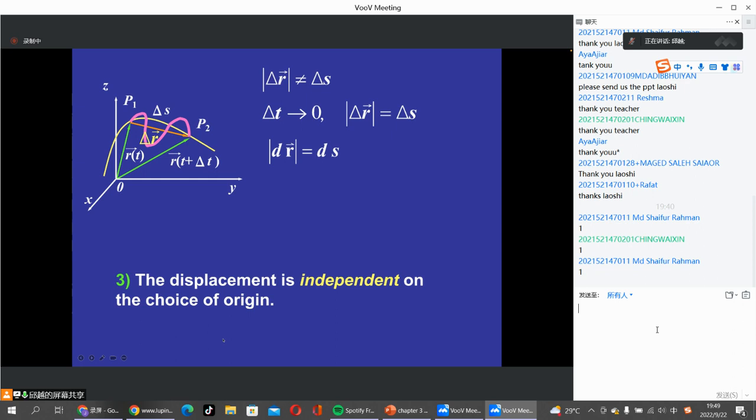This rule is very easy for you to know, right? Whether the origin is at this point or that point, if the two given points of the displacement are given, the vector is given, and it does not change with the origin.